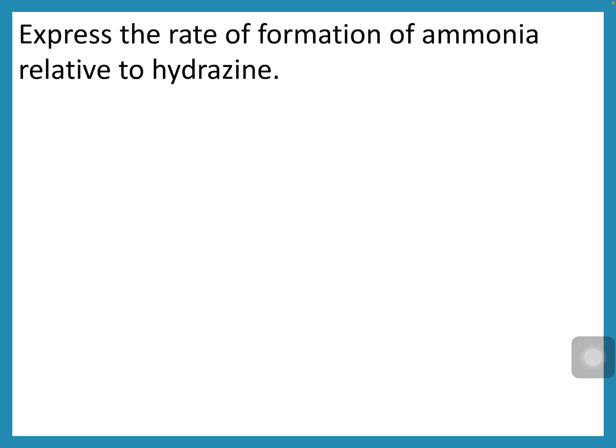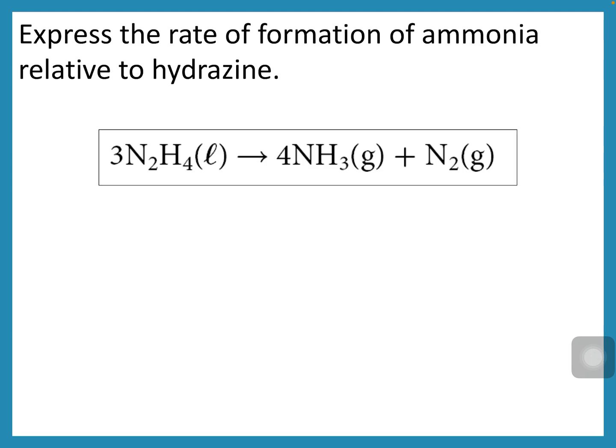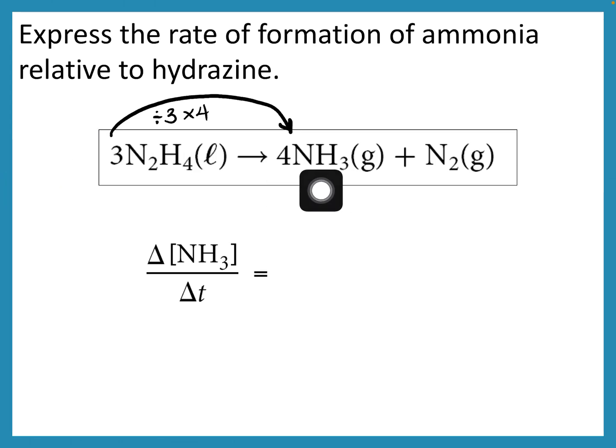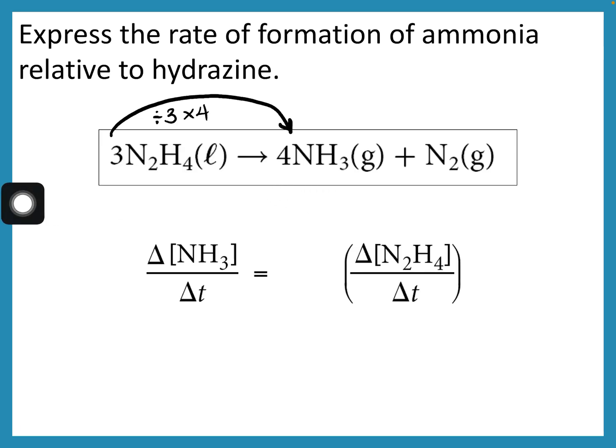So if we're going to talk about ammonia relative to hydrazine for this same equation, our change in ammonia, here we go from 3 to 4. So to get to there, if I divide 3 by 3, I get to 1, and then I would need to multiply by 4 to get to 4 ammonia. So that means 4/3. So multiplying by 4, dividing by 3 is my rate of production of ammonia in comparison to the rate of consumption of hydrazine.